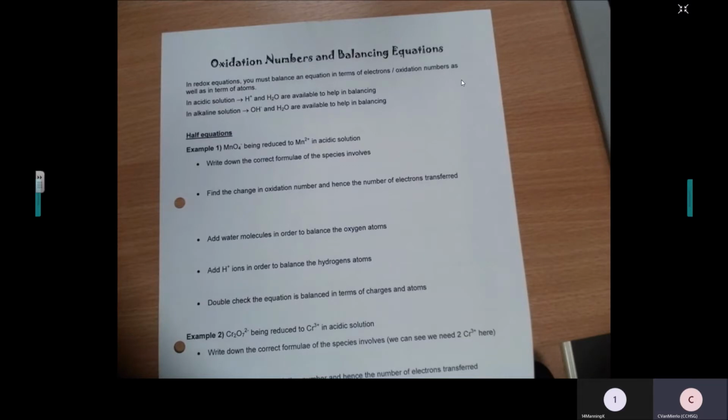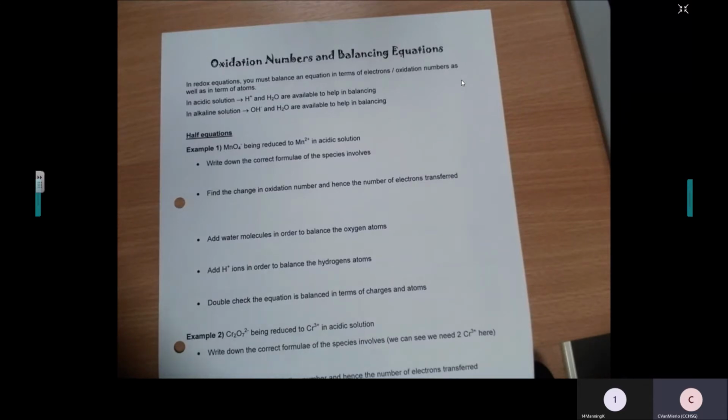We also need to be able to write equations when we're just told that something happens in acidic solution. So we need to use that information and know that if we're in acidic solution, we've got as many H+ ions and water molecules as we need to balance the equation. And if our reaction is in an alkaline solution, we've got as many hydroxide ions and water molecules as are needed to balance the equation. But we need to look at how to actually do that.